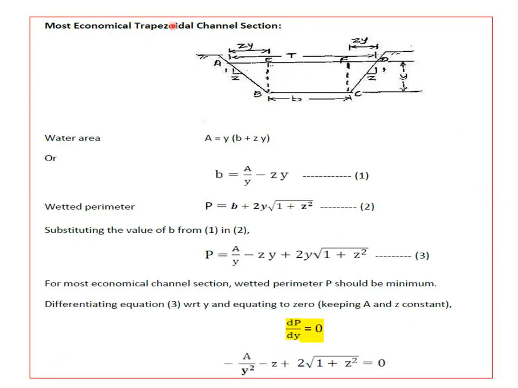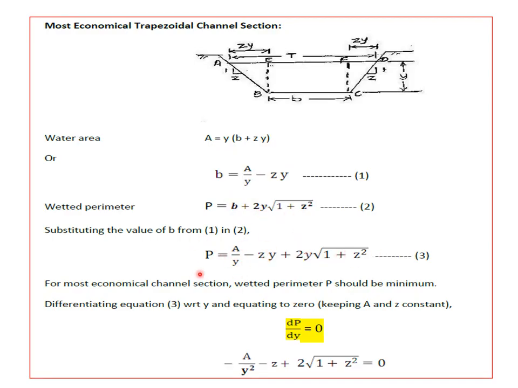So now consider the most economical trapezoidal sections. Let B be the bottom width, Y the depth of the flow, and the side slopes 1 in Z. So we know that the water area is A equals Y into B plus ZY. Now taking out B from here, A by Y is equal to B plus ZY. So therefore B is A by Y minus ZY. Now you write an equation for P, which is B plus 2 sloping sides, that is B plus 2Y root of 1 plus Z square. Substitute the value of B from equation 1, so it will be A by Y minus ZY plus 2Y root of 1 plus Z square.